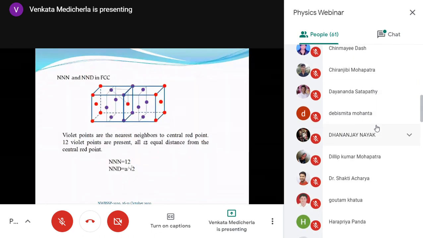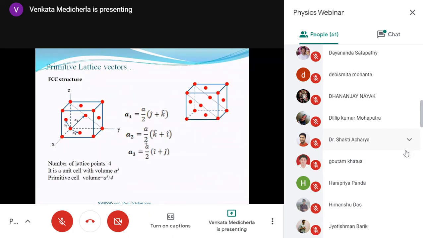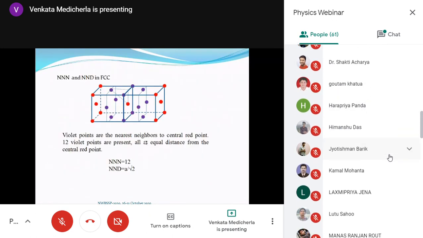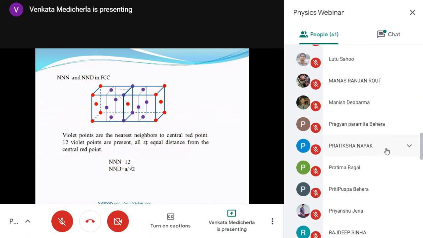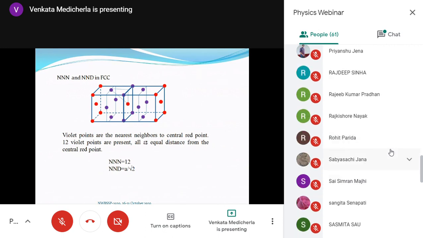Now, in the case of FCC, realizing the number of nearest neighbors is not that easy, unlike BCC. In BCC you have a body-centered lattice point and 8 corners connected, so it's very easy: 8 nearest neighbors, and the nearest neighbor distance is A root 3 by 2. But the face center is not that easy. That's why I have drawn 2 cubes nearby here. Let us concentrate on the red lattice point, which I have shown in the middle plane.